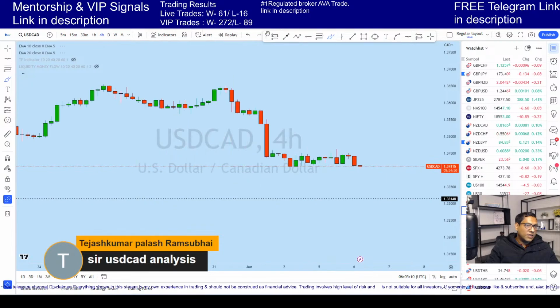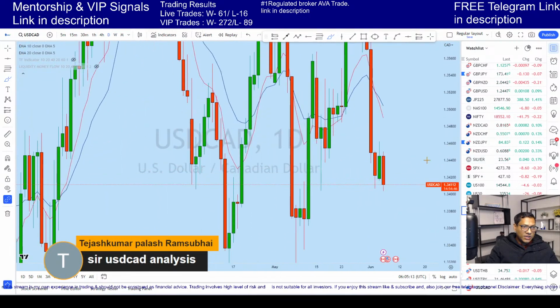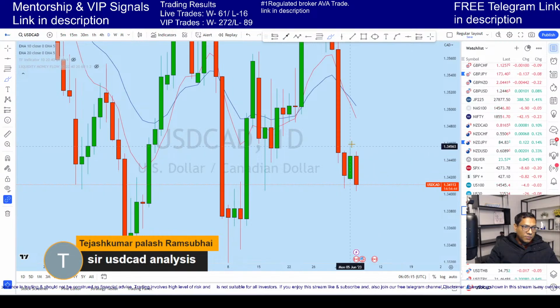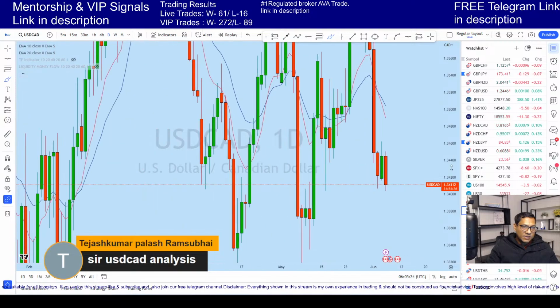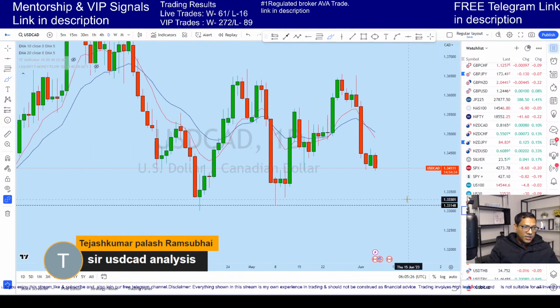Now if we look at the daily, we see that USD CAD on the previous day crossed this daily high, creating an overextension. There's a liquidity gap here, and then immediately the price rejected. I think the price will drop here. Now we are running a trade on dollar CAD. Let's see how it has done here.